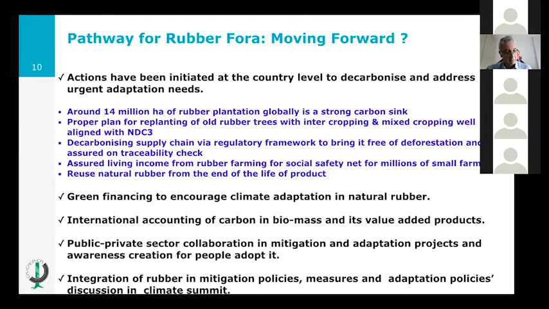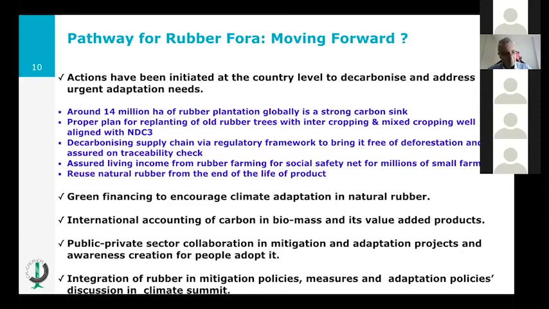Then reuse of the natural rubber from the end of life of the product. This is an area where certainly collaboration and partnership is needed. One industry or one country alone cannot address this. And it's time to act now on the bioeconomy and the circular economy. Green financing to encourage climate adaptation in natural rubber, as Vincent has already addressed.